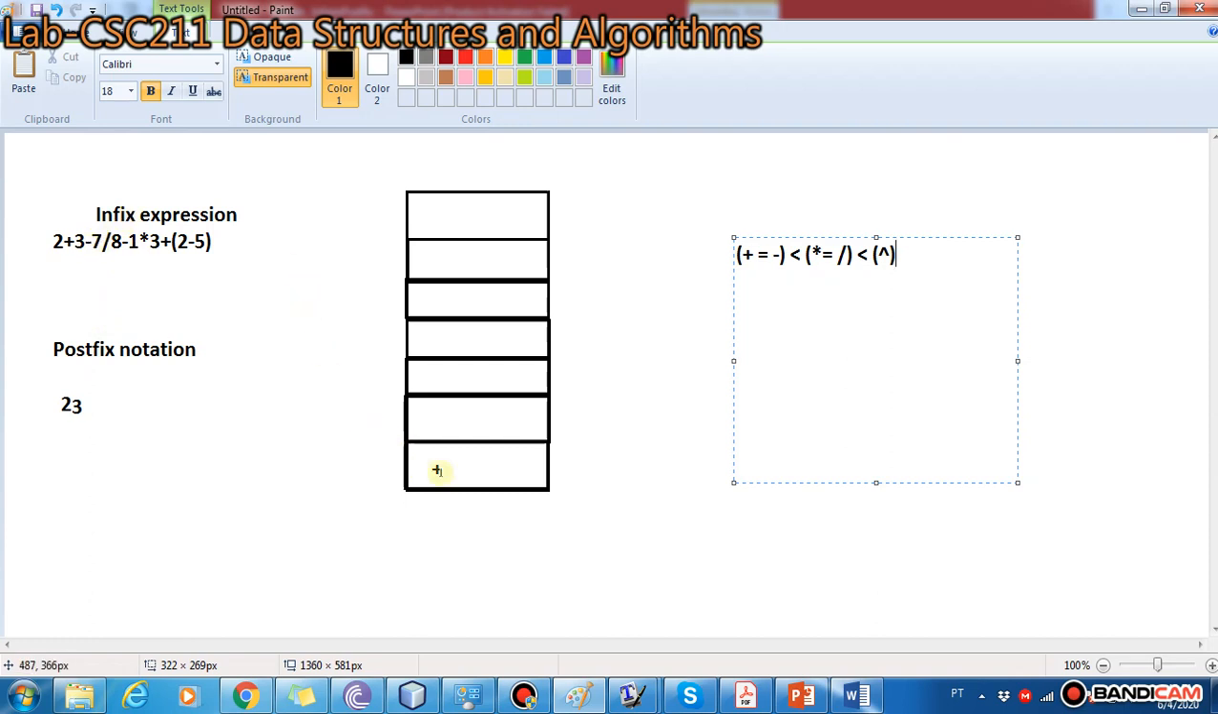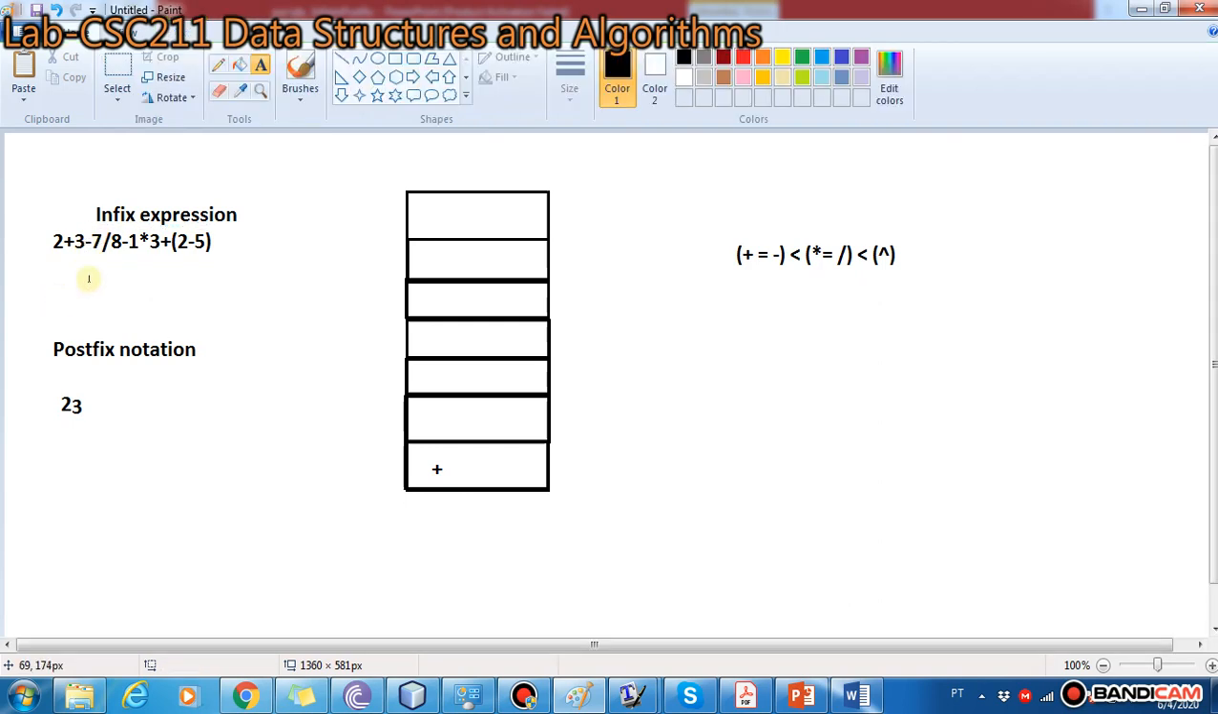So the rule is that whenever there is an operator in the infix expression and the stack is not empty, it already has an operator, then you compare the precedence of these two. You compare the precedence of this incoming operator and the operator on the top of the stack. If the incoming or input operator has higher precedence, then you just push it onto the stack.